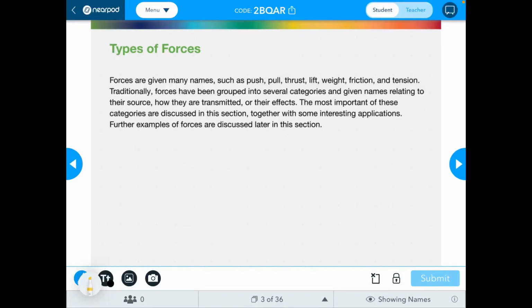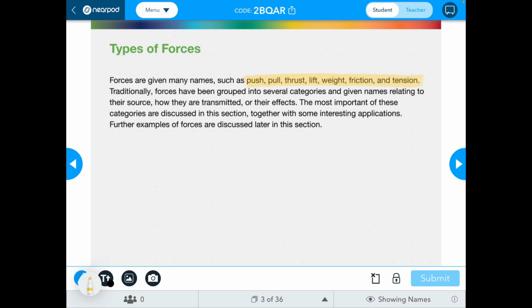All right, so today we're going to take a look at some other forces and some help with problem-solving strategies. So here we have a list of different forces that we will typically see, or names of forces. So if you see a problem that says a push, pull, thrust, lift, weight, friction, tension, all of these things, if you want to list them out, are types of forces.